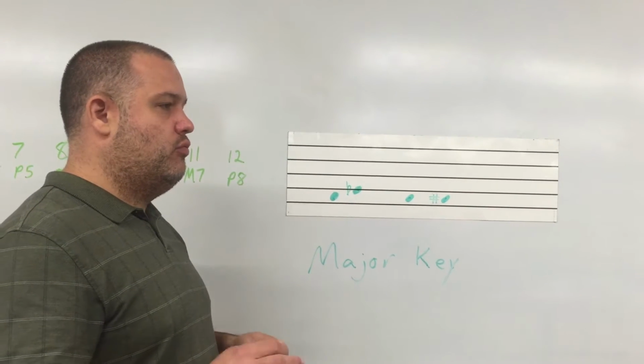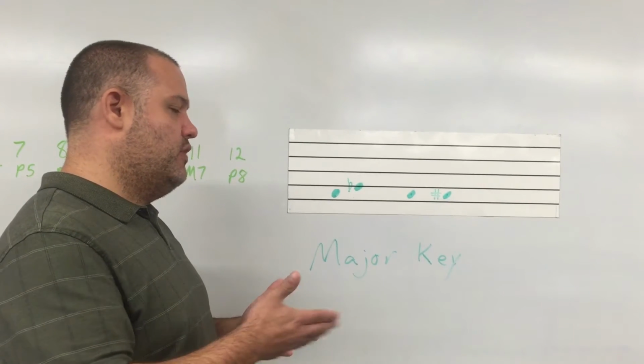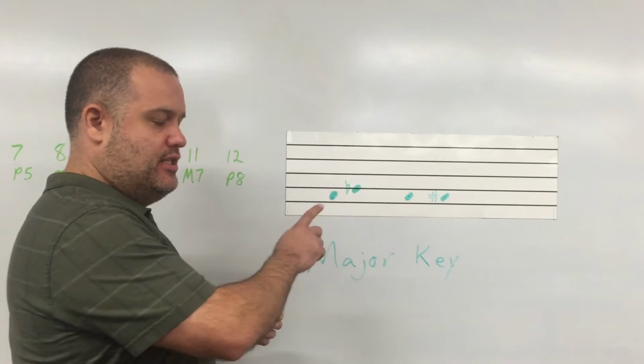And that will get a little more confusing as you enter double flats and double sharps. So you really have to go by the half steps, not the lines and spaces.